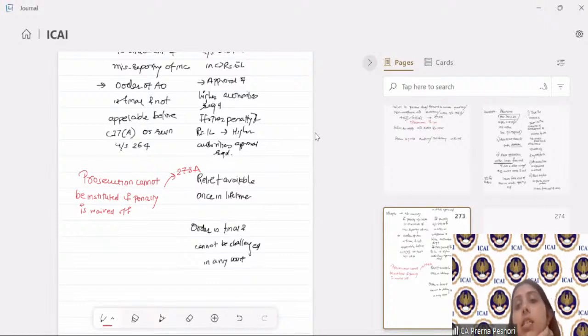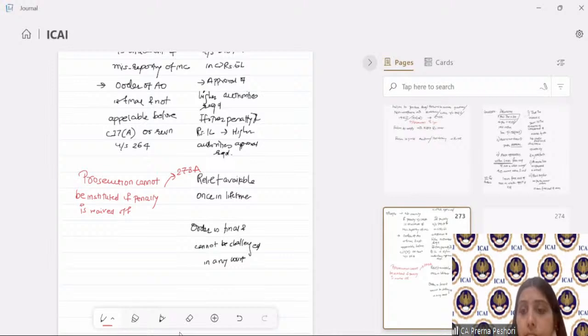Even for 277, false statements and verification and abatement of false return, in all these cases a warrant is needed to arrest. So there are cognizable and non-cognizable cases. Non-cognizable cases are the cases where the police cannot arrest without the warrant. In other cases, the police can arrest even without the warrant. Clear? Any doubt?